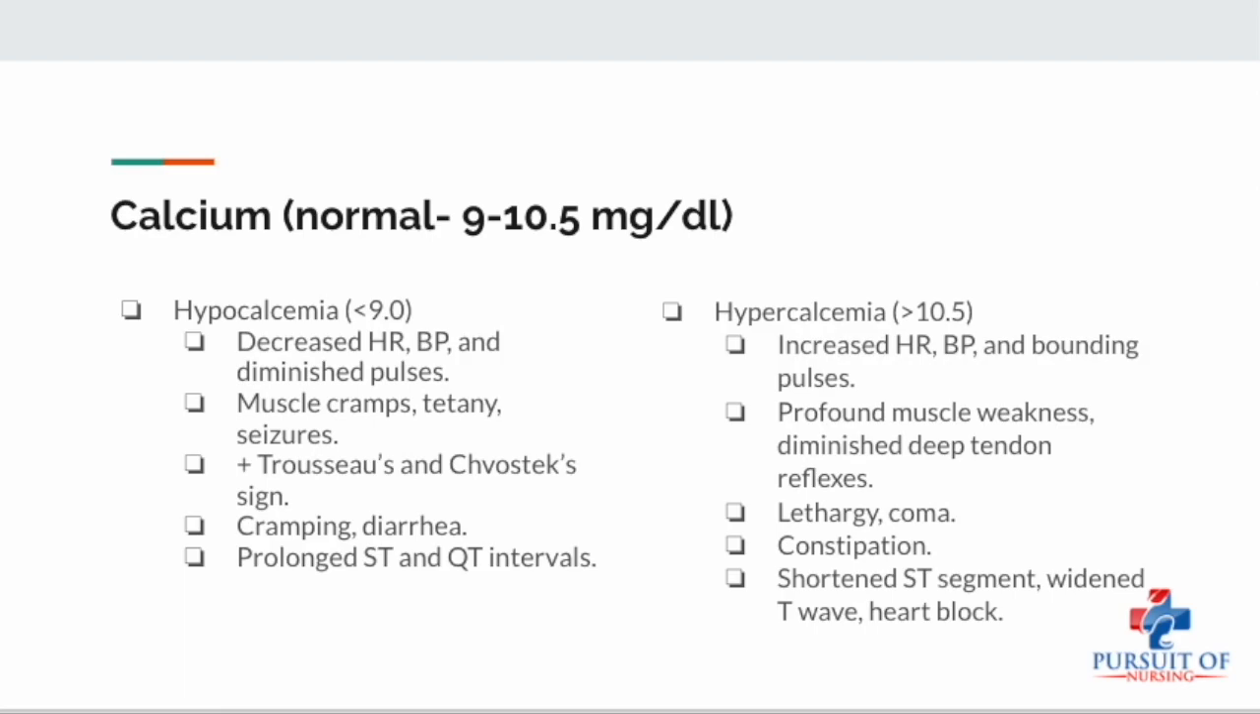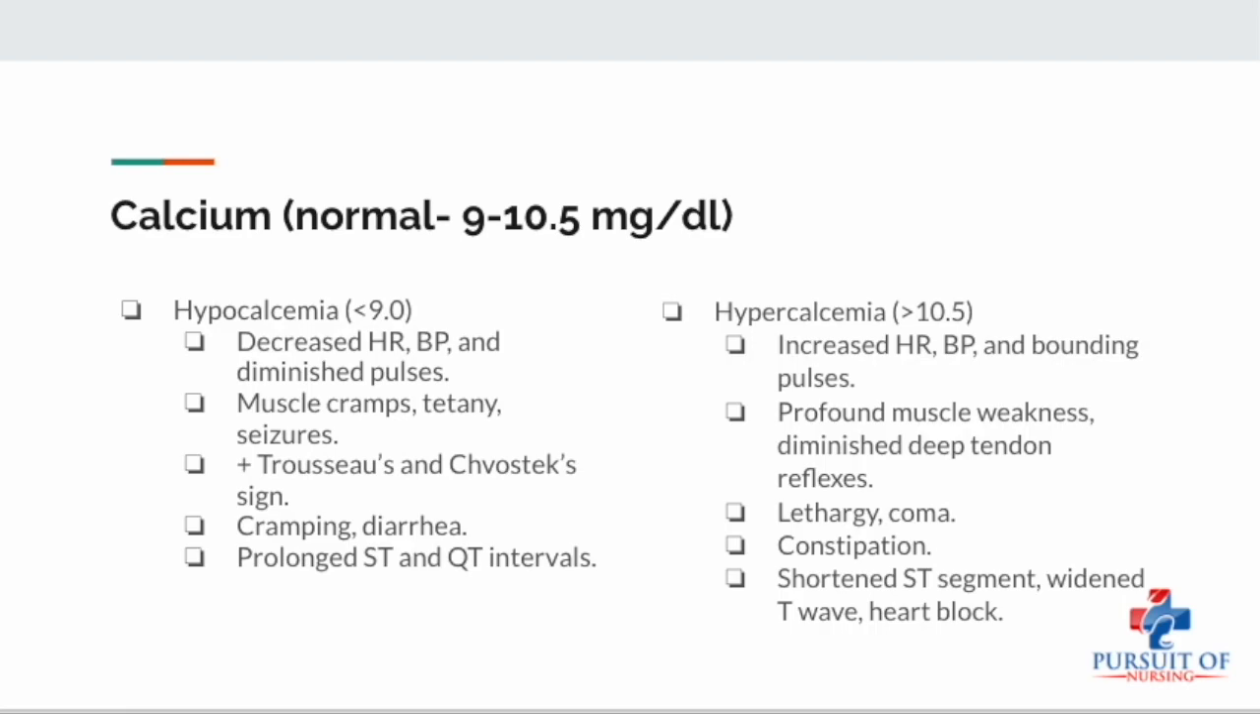As opposed to hypercalcemia, you're going to have an increased heart rate, blood pressure, kind of bounding pulses. You're going to have severe muscle weakness, diminished reflexes, lethargy, coma, constipation, and instead of the prolonged ST intervals, you're going to have a shortened ST segment.